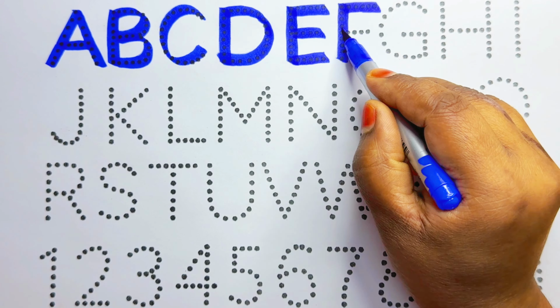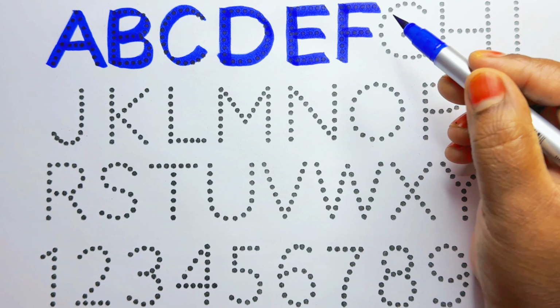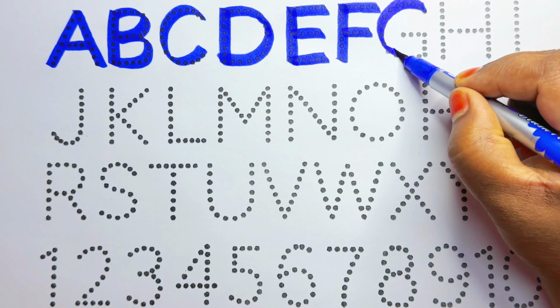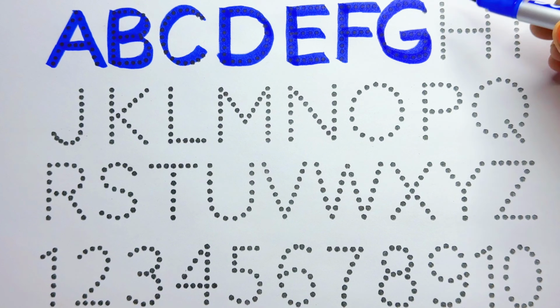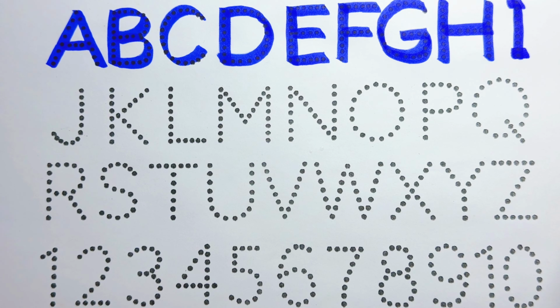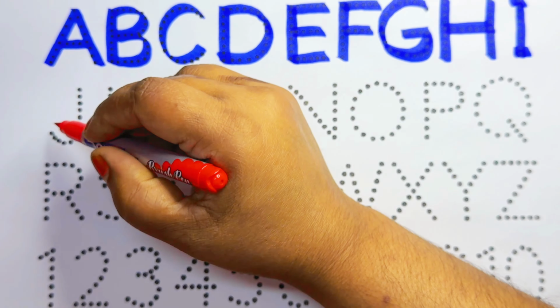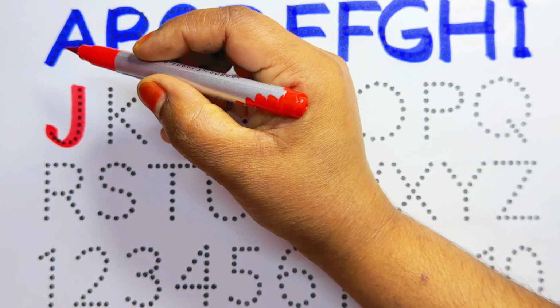F for fish. F for farmer. G for garden. G for galaxy. H for hospital. H for honey. I for ice cube. I for insects. J for jelly. J for jam.